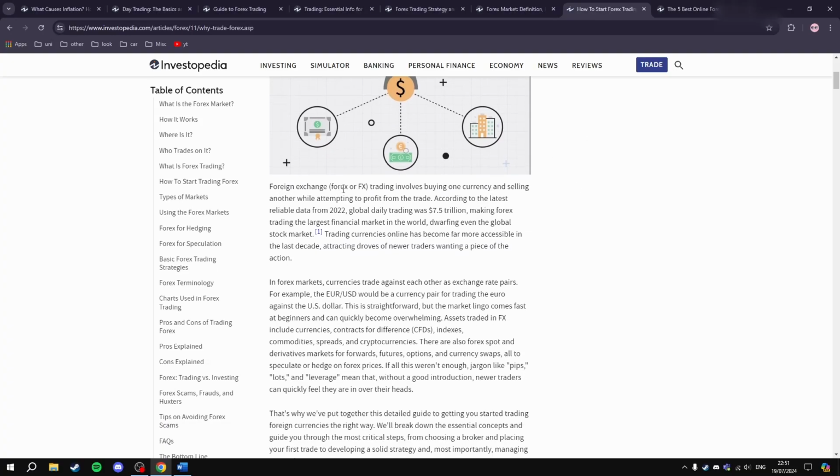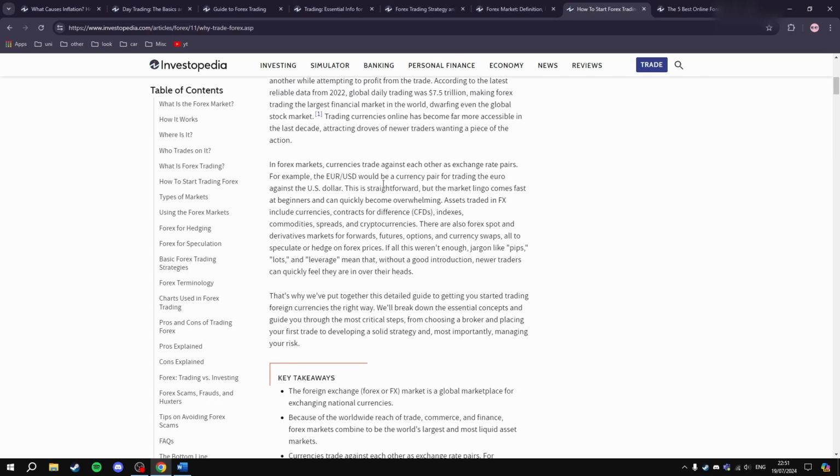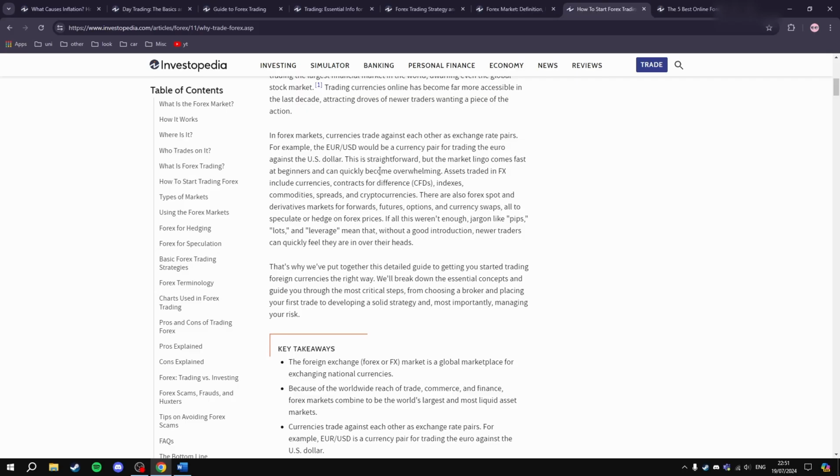So foreign exchange, Forex or FX trading involves buying one currency and selling another while attempting to profit from the trades. According to the latest reliable data from 2022, global daily trading was $7.5 trillion, making Forex trading the largest financial market in the world, dwarfing even the global stock market. Trading currencies online has become far more accessible in the last decade, attracting droves of new traders wanting a piece of the action.